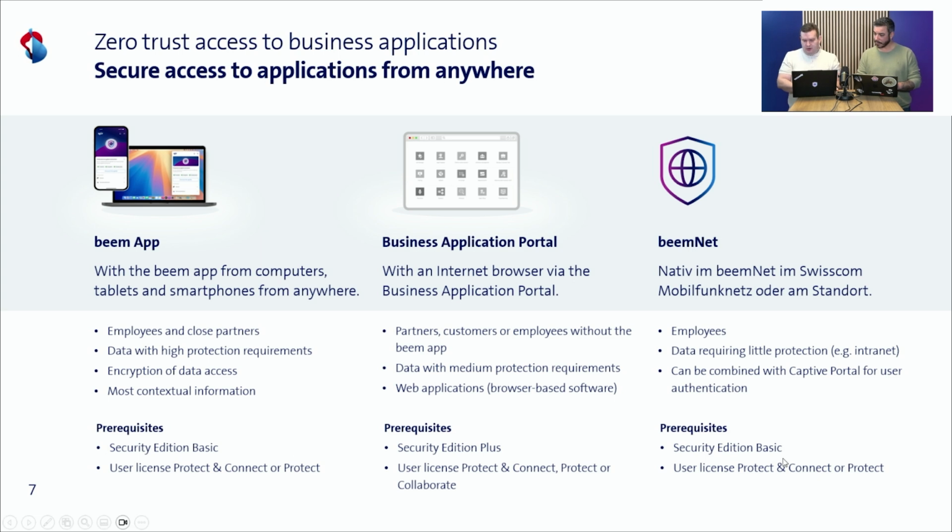Also, as you see down here below, what are otherwise the requirements? You always need a license. That's unfortunately it. Big advantage again, the Business Application Portal allows not just the use of the Protect and Connect or the Protect license, but also the so-called collaboration license. And the collaboration license is just linked to the Plus edition and the Vaso Plus and the Premium one, which then allows you to fully configure which access is wanted and needed.